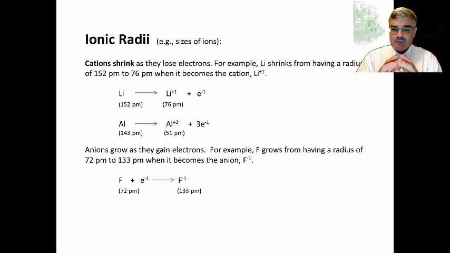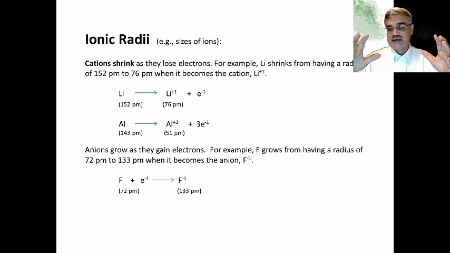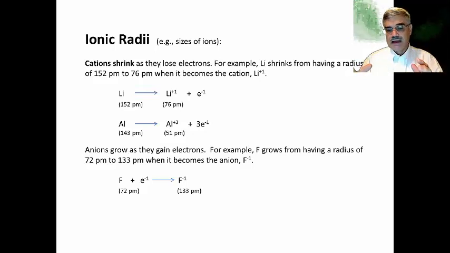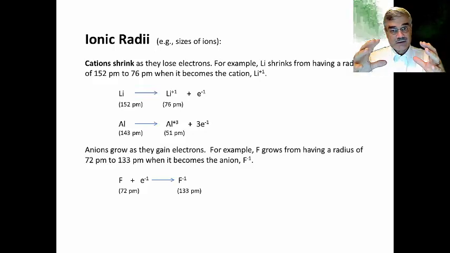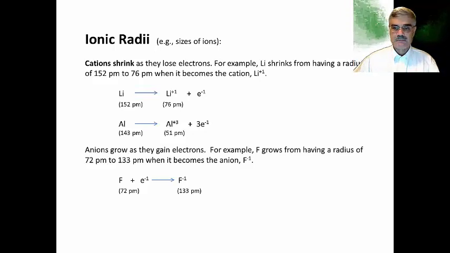Anions, on the other hand, when they gain electrons, they swell. For example, if fluorine becomes fluoride. Fluorine has a radius of 72 picometers. If it adds an electron, it swells up, almost doubling in radius when it forms fluoride. So adding an electron causes the atom to swell up as it becomes an anion.